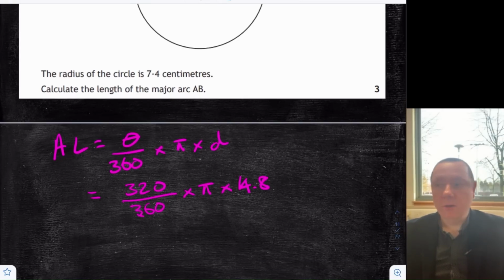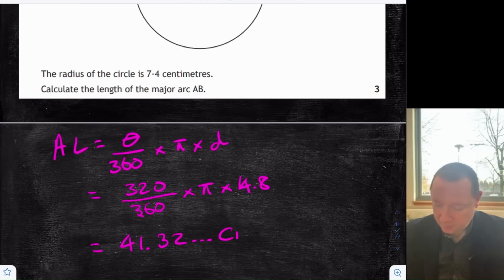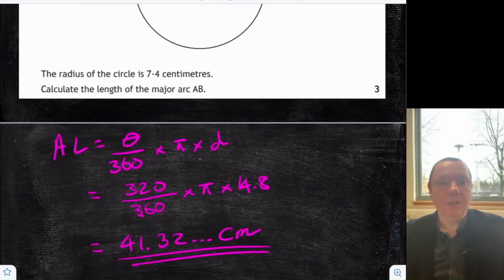Get a mark for writing down our formula. We get a mark for getting our angle, 320 over 360, our fraction. We get a mark for our final answer, which worked out at 41.32 centimetres. And we're done there.